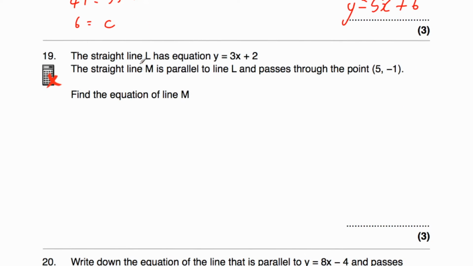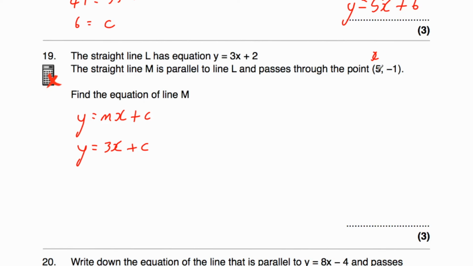So question 19 says a straight line L has equation y equals 3x plus 2, and the line M is parallel to that line and passes through the point 5, minus 1. Find the equation of the line M. So again, we want to find the equation of the line M, so it's going to be y equals mx plus c. We know a line that's parallel to it will have the same gradient of 3, so it's going to be y equals 3x plus c. And then if we look at the point that it passes through, we know that if we substitute x equals 5 and y equals -1 into here, we can find where the line M crosses the y-axis.